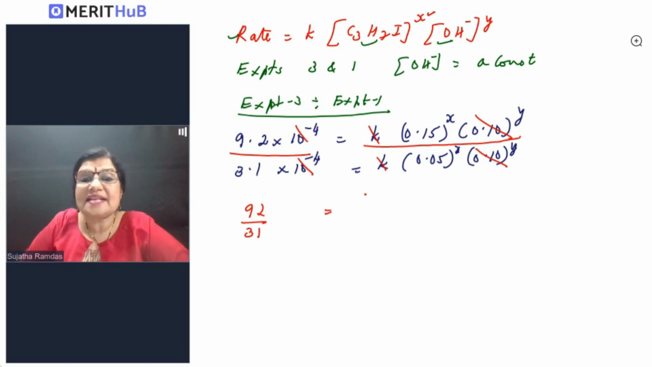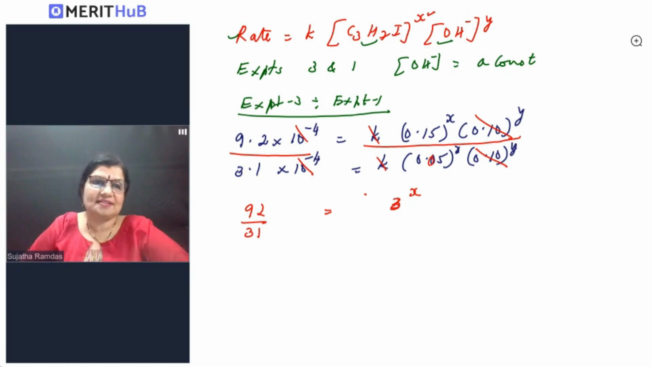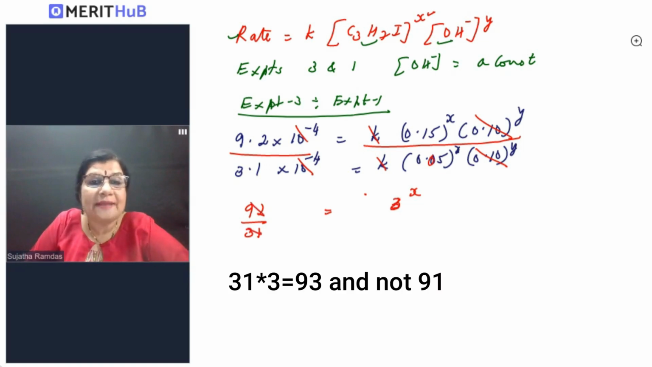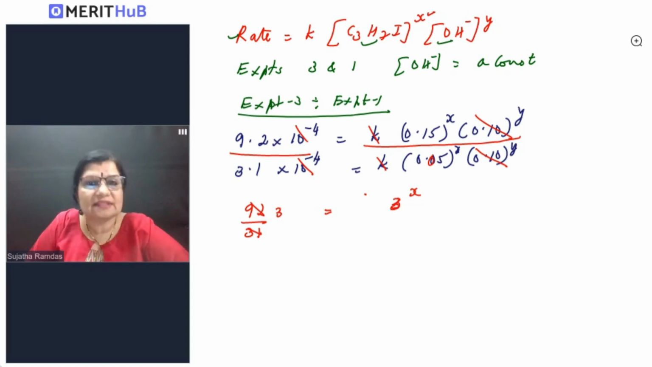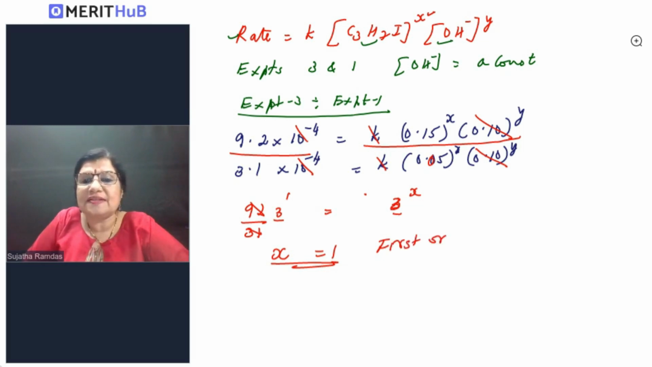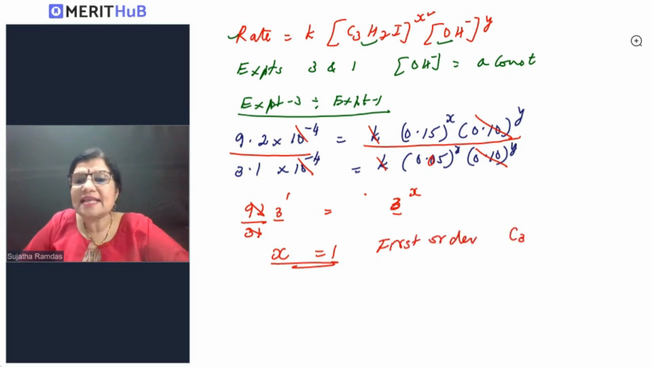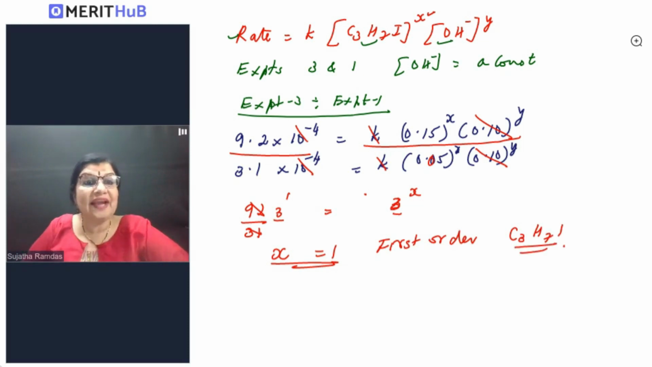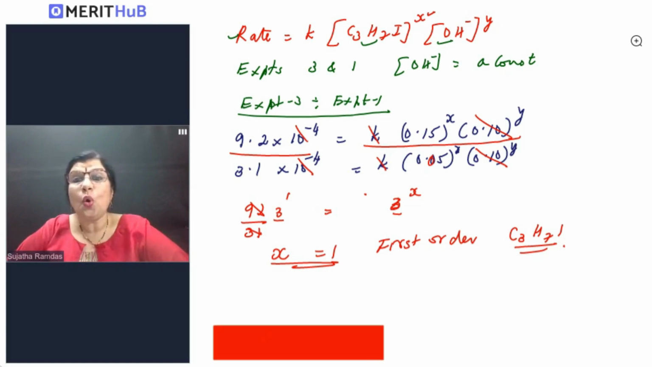And this is, 5 threes are 15, right? So 3 to the power of X. 0.15 by 0.05 is 3 to the power of X. Now this is almost 3. 31 threes are 91, so 3 point something. So we can take it as 3, or 3 to the power of 1. So the bases are the same. So what is X equal to? 1. So it is first order with respect to the reactant C3H7I.